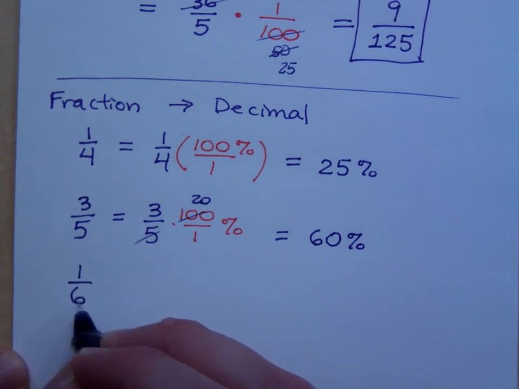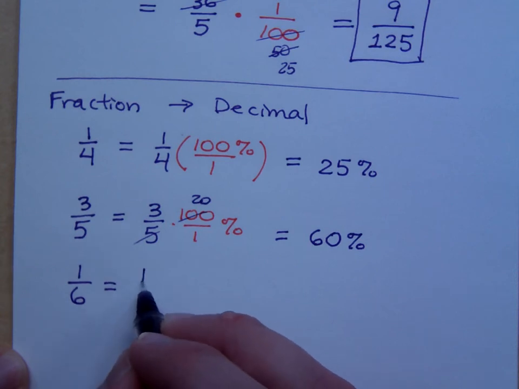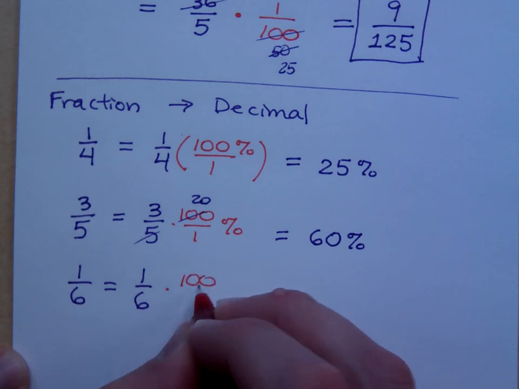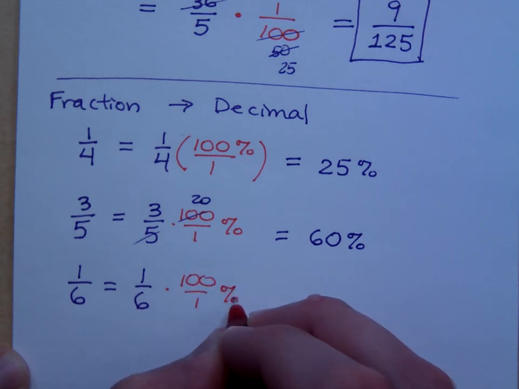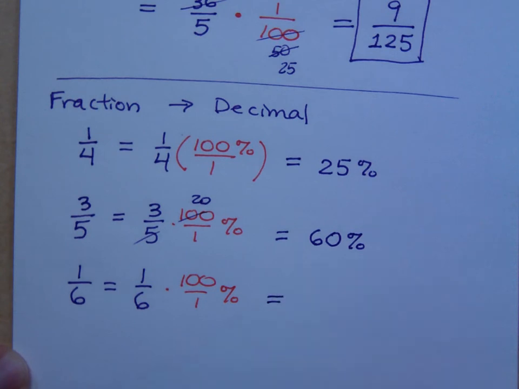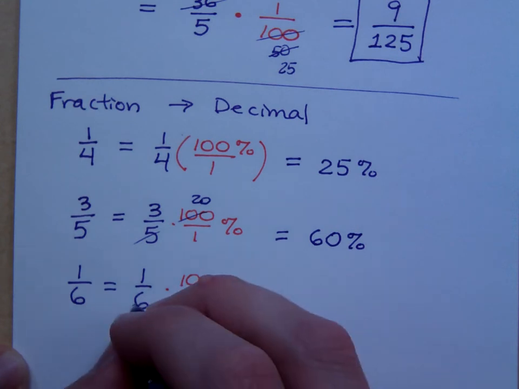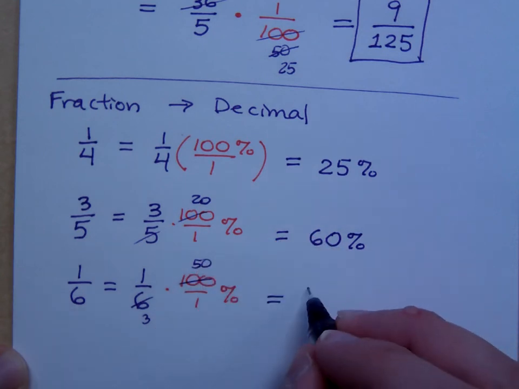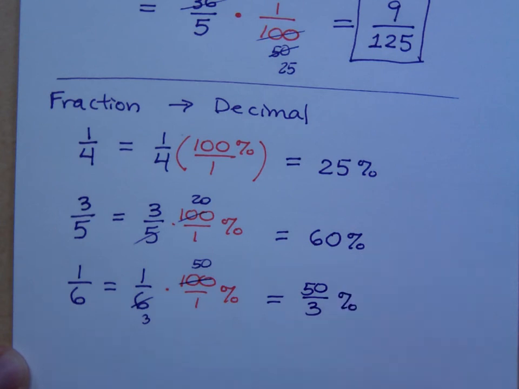Or if I had 1/6, so that's 1/6 times 100 over 1%. Can you reduce this? How can you reduce this? By a factor of 2, so that gives you a 3, and that gives you a 50. So this is kind of weird. This is 50/3%. Does that seem weird to you guys?